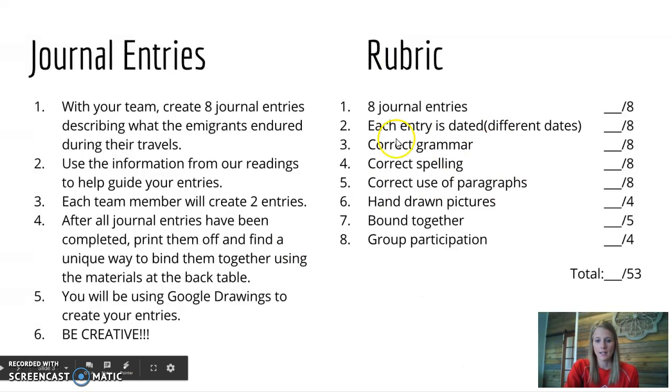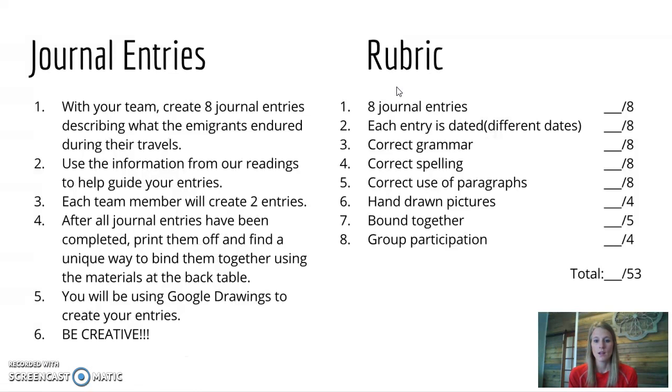Over here on the side, you see the rubric. This is how I will be grading your final journal entries. So first off, do you have all 8? There will be 1 point per entry that you write. Each entry needs to have a date at the top of the entry. Use the format that I taught you on how to write journal entries to create this. Make sure that each date is different. One team member cannot write something that happened on the same day that another team member has already done.